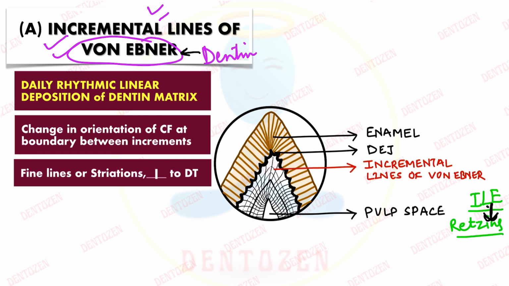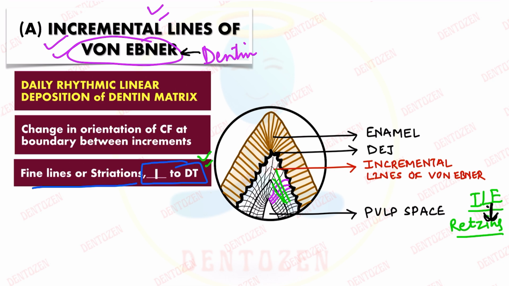So as you can see here, these lines are fine lines or striations. They are perpendicular to dentinal tubules, very important. So if these are the S-shaped dentinal tubules, we can say that incremental lines are perpendicular to these tubules. So you have to be very careful while drawing the diagram. You have to make them perpendicular to dentinal tubules.